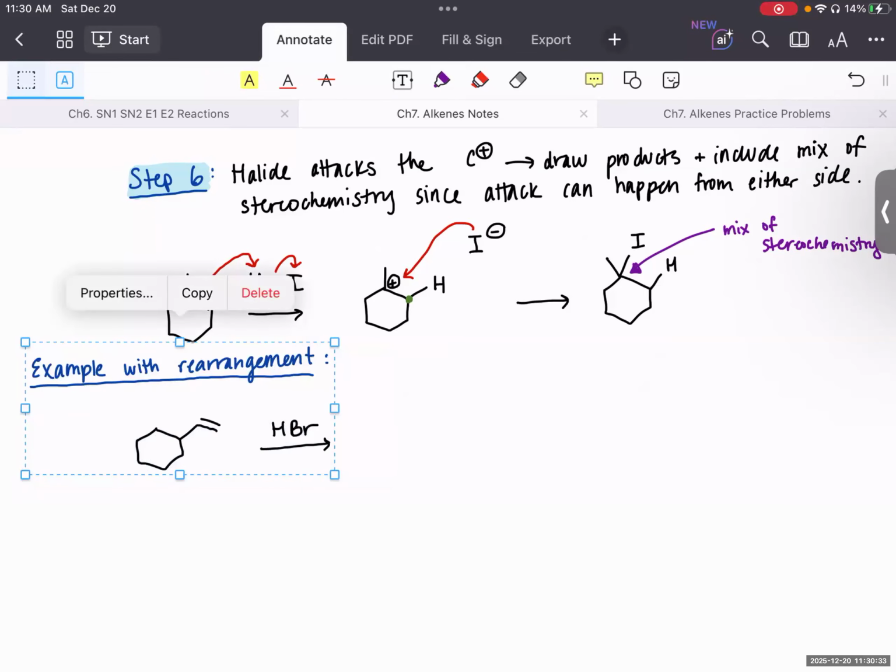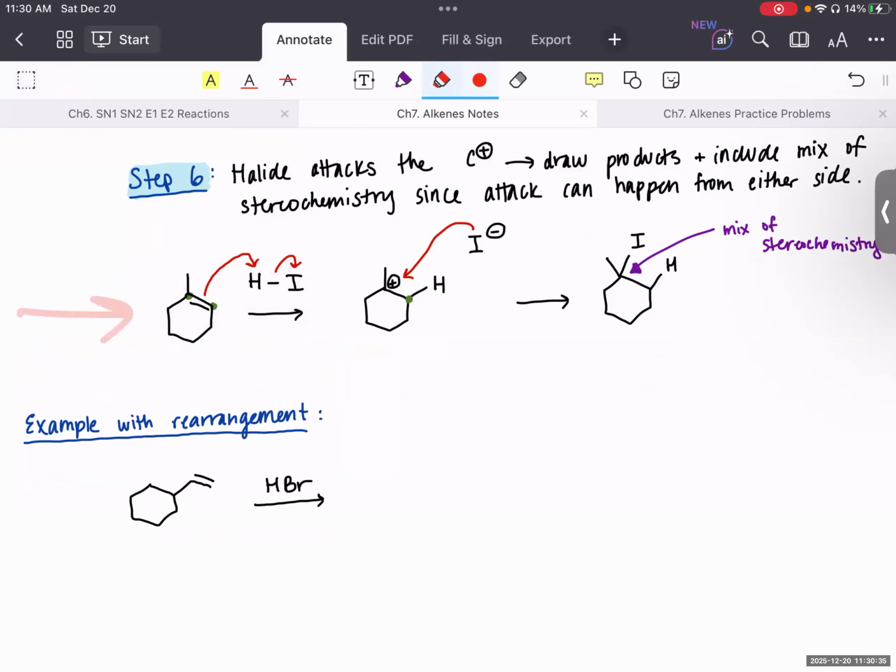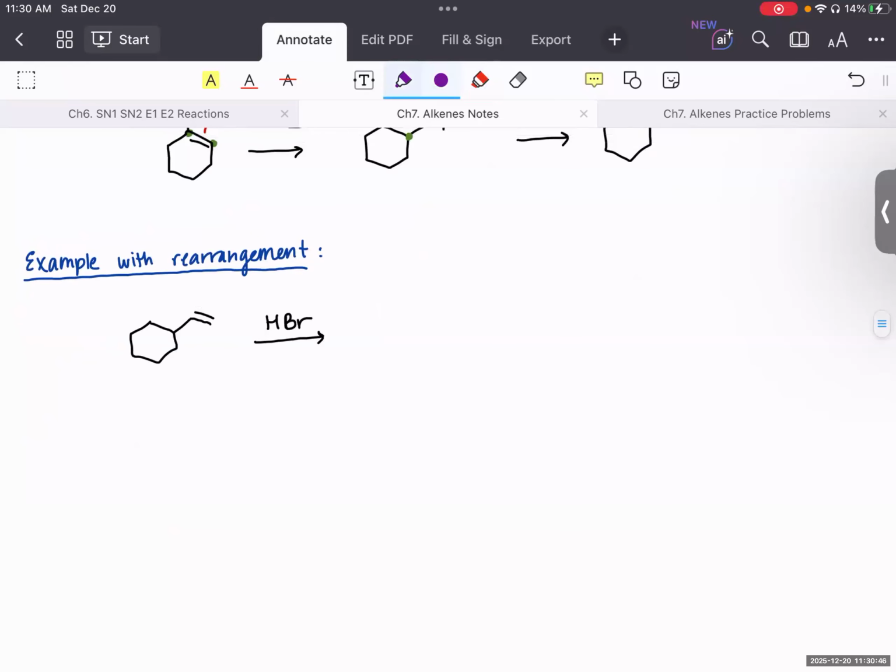All right, so this mechanism in this row over here is the full mechanism for this reaction. It's just a two-step mechanism when there's no rearrangements. All right, so now let's do an example with a rearrangement. I'll go through the different steps.